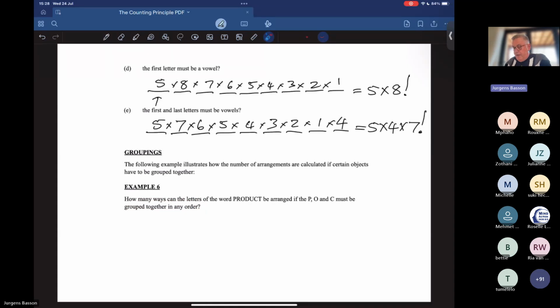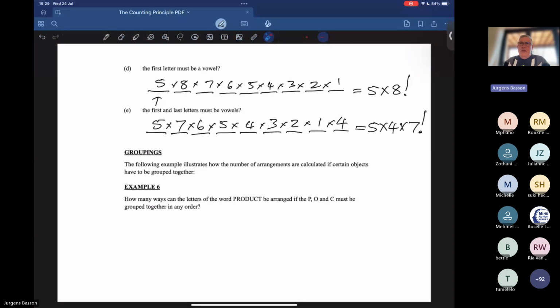Now, before I draw the lines, what I always like to do as well is explain this by using my fingers, and the children can physically see it if you hold up your hands and explain it that way. You will notice the word product has 7 letters: 1, 2, 3, 4, 5, 6, 7. Of the 7, 3 is a group, P, O, and C. The rest is not a group. That's also something you must make sure of.